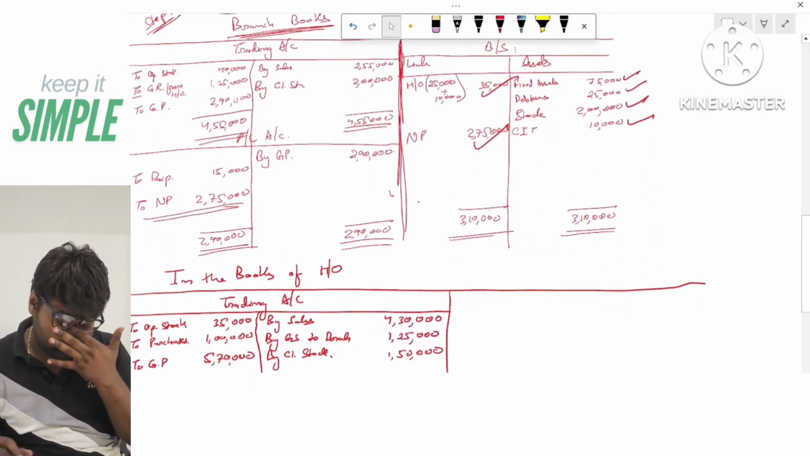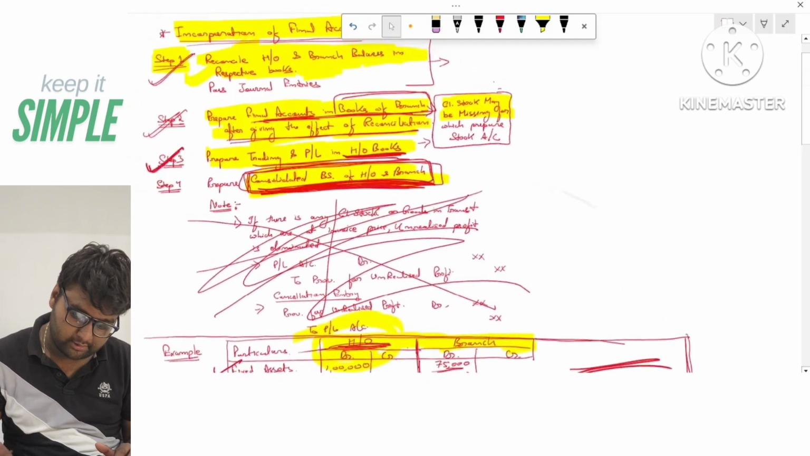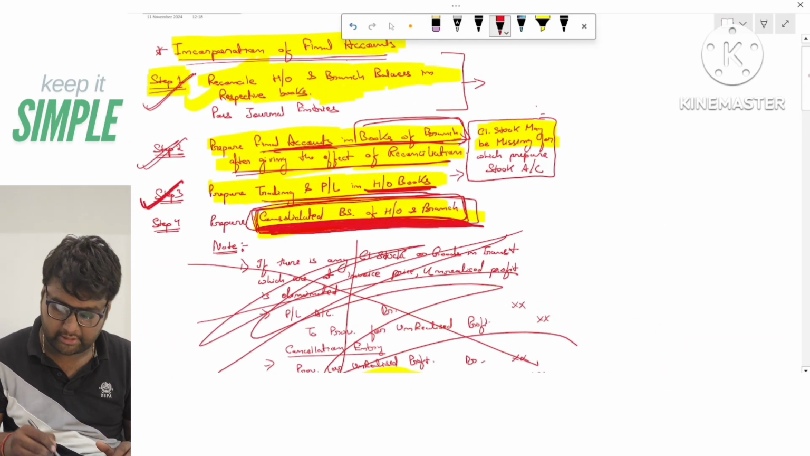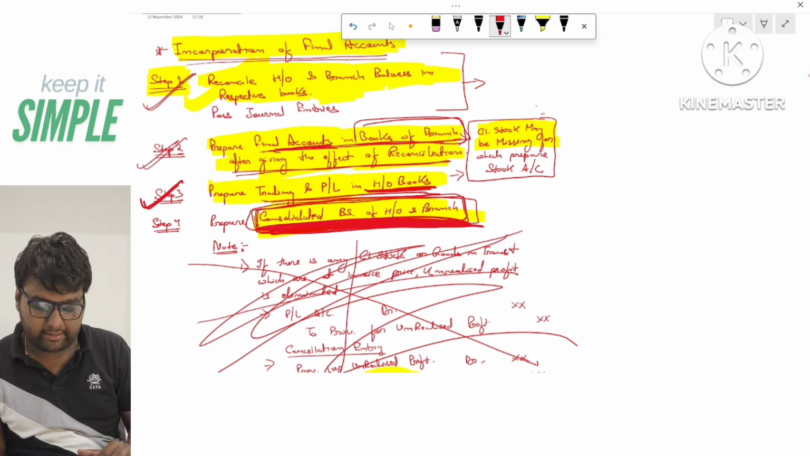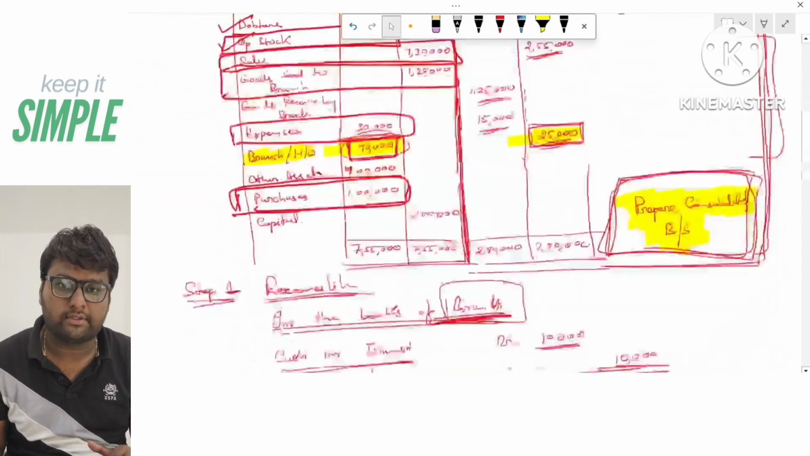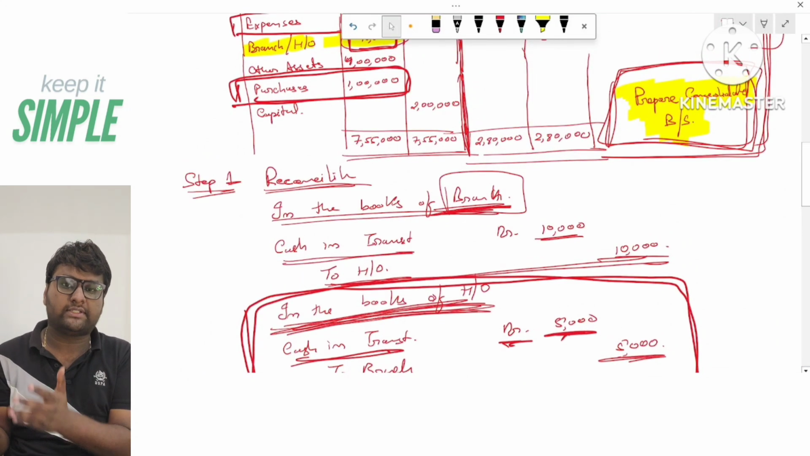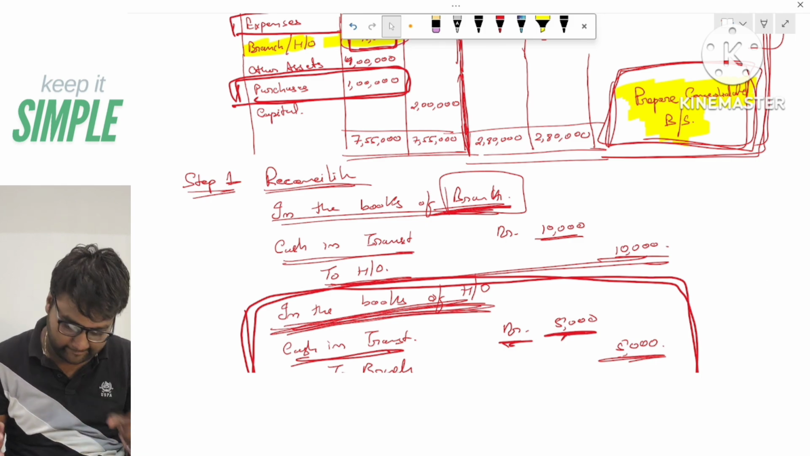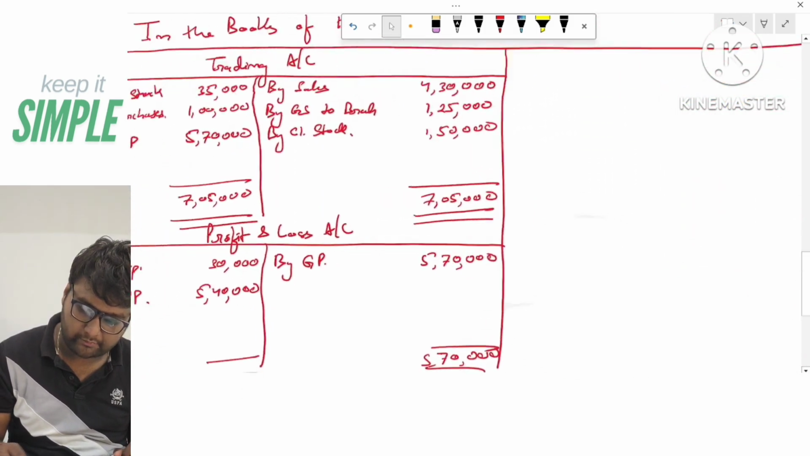Okay. Then what's our fourth step? Fourth and the last step. That is to prepare consolidated balance sheet of head office and branch. So first we will prepare the balance sheet of head office. Then we will incorporate everything which was there in branch balance sheet. Okay. So first we have to prepare the balance sheet of head office. Chalo.